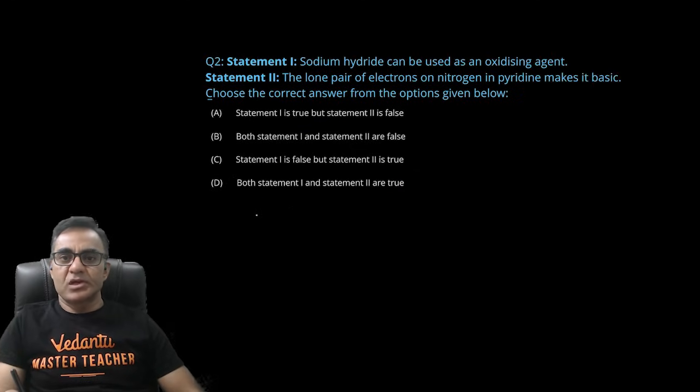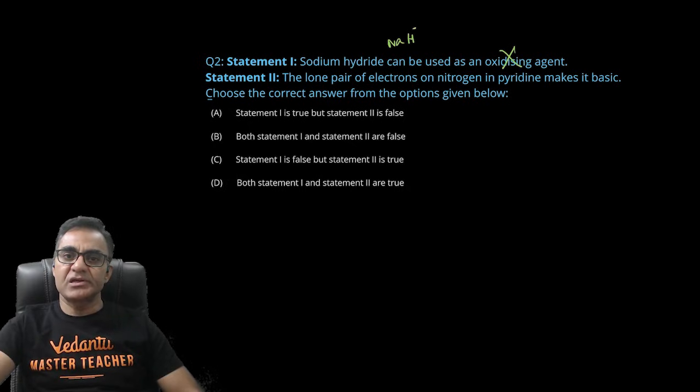Statement 1 and 2 are given. We need to identify which one is correct. Sodium hydride can be used as an oxidizing agent. Wrong. Sodium hydride contains H-. H- is a very powerful reducing agent rather than an oxidizing agent. This is not an oxidizing agent.